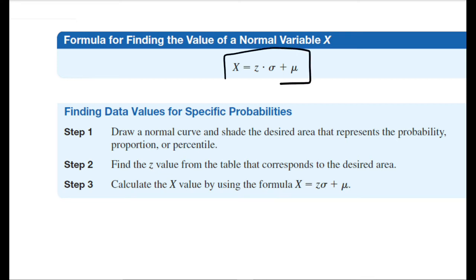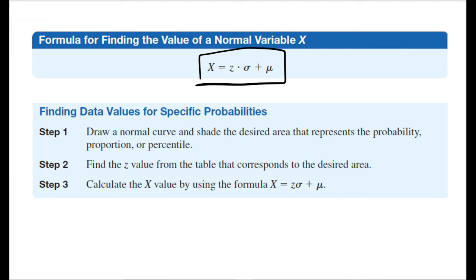Now the procedure for finding the data values is given below. The first step is you want to draw a normal curve, just like we normally do, and shade the desired area that represents the probability. And then you want to find the z value. Instead of finding the x value, you want to find the z value first, that corresponds to the given area. And then calculate the x value. Once you find that z value, you can plug that z value into the formula and get your x.